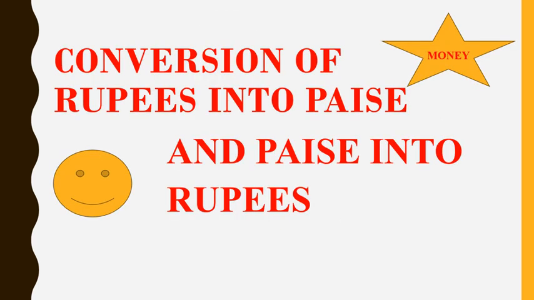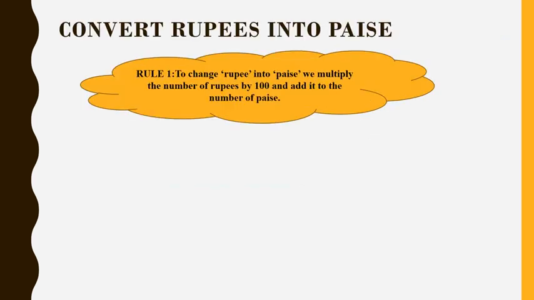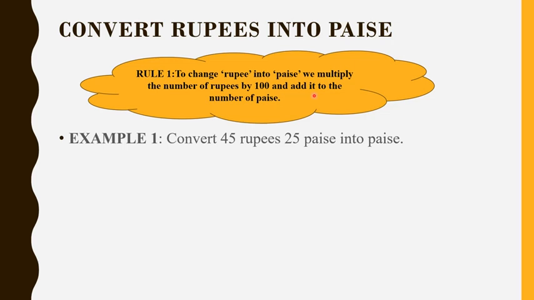Now let's learn how to convert rupees into paise and paise into rupees. First, let's learn how to convert rupees into paise. The rule says to convert rupees into paise, we need to multiply the number of rupees by 100 and add it to the number of paise. Whatever product we get, we are going to add that answer to the number of paise. Let's understand this better with an example.